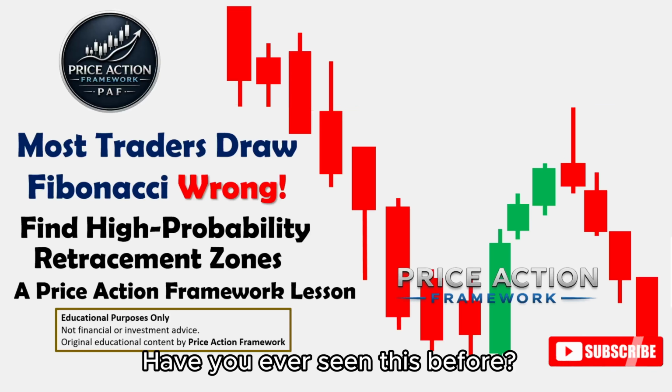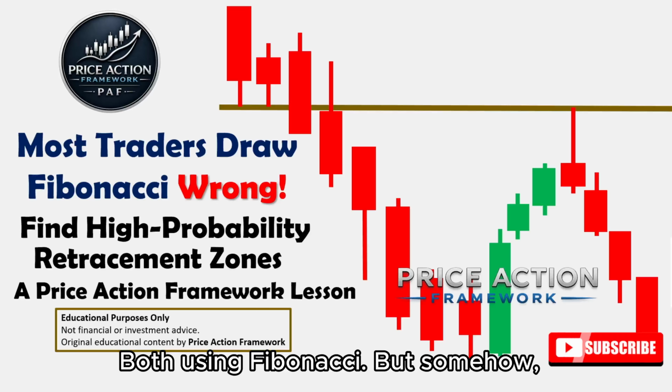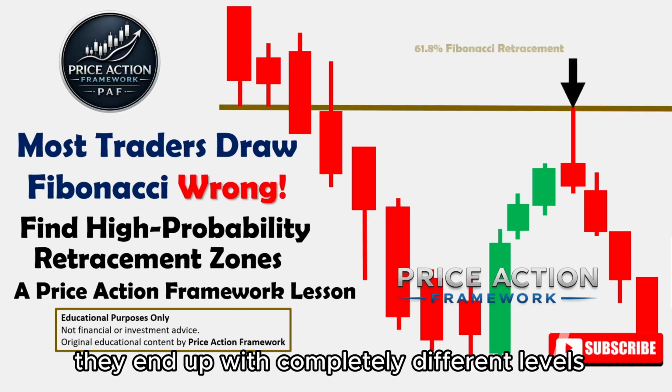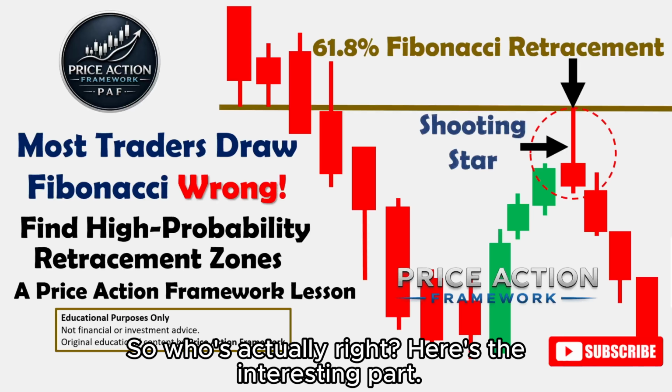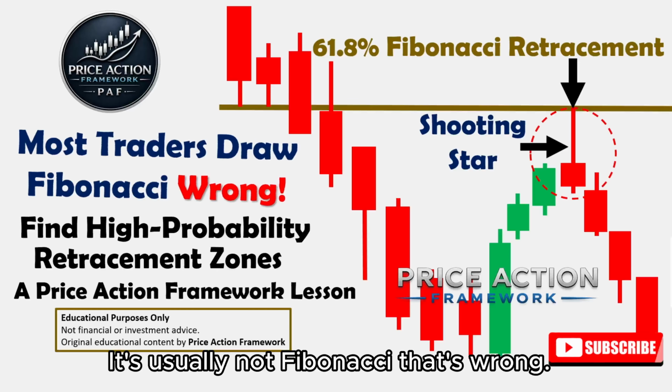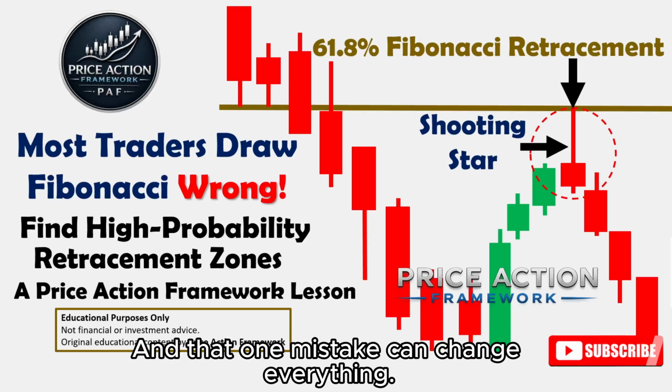Have you ever seen this before? Two traders looking at the exact same chart, both using Fibonacci, but somehow they end up with completely different levels. So, who's actually right? Here's the interesting part. It's usually not Fibonacci that's wrong. It's where they draw it. And that one mistake can change everything.